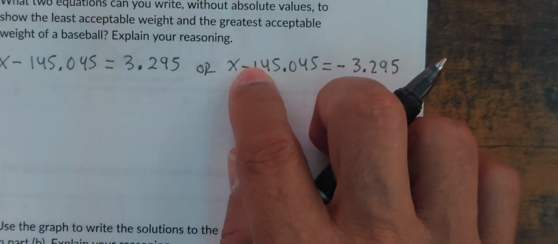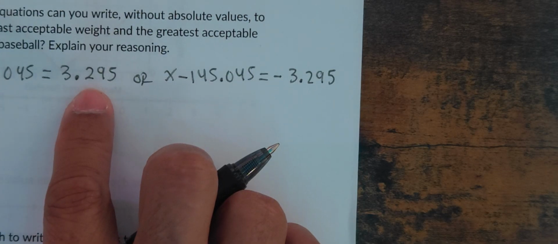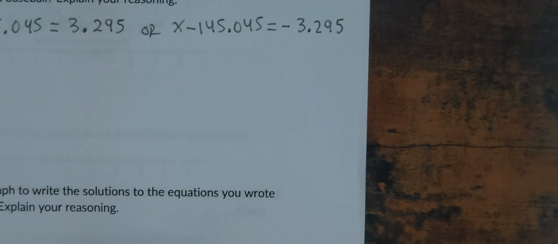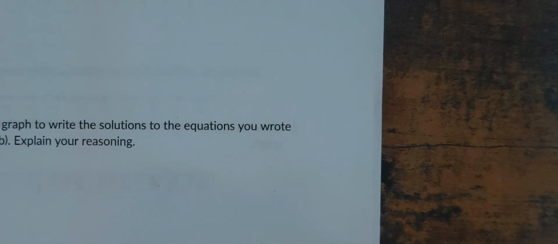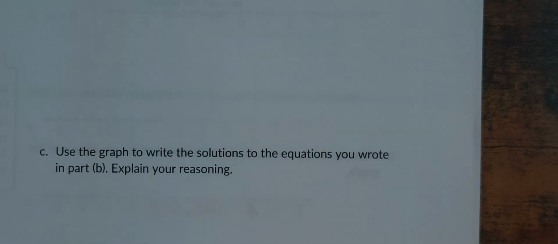Okay, and explain your reasoning. So explain your reasoning here again, because it's a distance from 0, that's why we've got to have two values, one positive and one negative, again because of the absolute value. So then part C says, use a graph to write the solutions to the equations you wrote in part B and explain your reasoning. So to this end, I'm going to go to Desmos. I'm going to use the Desmos app.